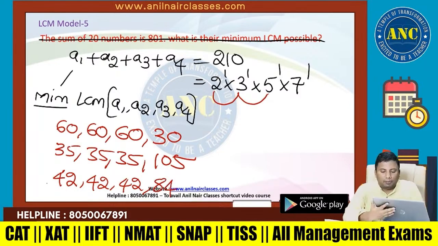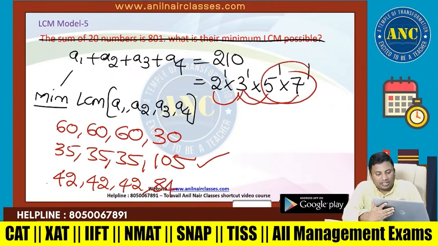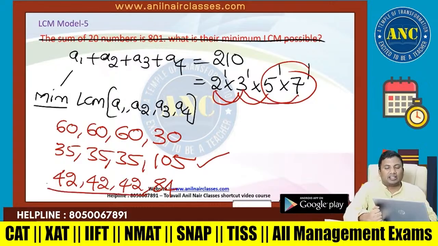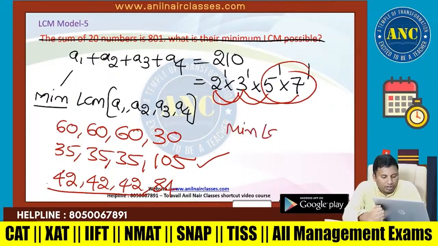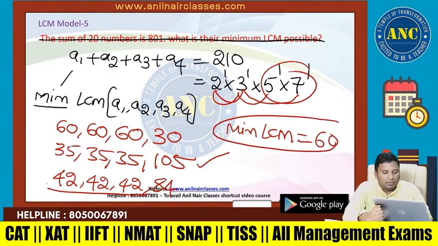So all the multiples: 7 5s are 35, I got 3 numbers equal. 7 3s are 21, 21 2s are 42, 3 numbers are equal. 2 3s are 6, 6 5s are 30. Multiple of 30 closer to 4 numbers equal. So 30 remaining, all are 60. Minimum LCM is 60.